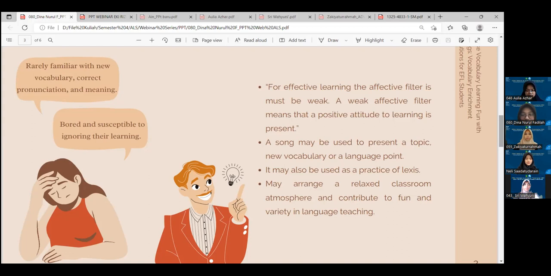A song may be used to present a topic, new vocabulary or language point. And then it may also be used as a practice of lexis. Additionally, a song may create a relaxed classroom atmosphere and contribute to fun and variety in language teaching. Finally, songs may be said to encourage the use of imagination and creativity during foreign language lessons.